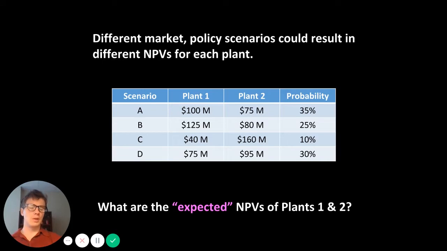So the way I would calculate the net present value of plant 1 under these different uncertain situations is I would say $100 million times 0.35 plus $125 million times 0.25 plus $40 million times 0.10 plus $75 million times 0.30. And I would add all of that up to get an expected net present value for plant 1. And I could do the same thing for plant 2. And at the end, I would see which one had the highest net present value and go with that one.